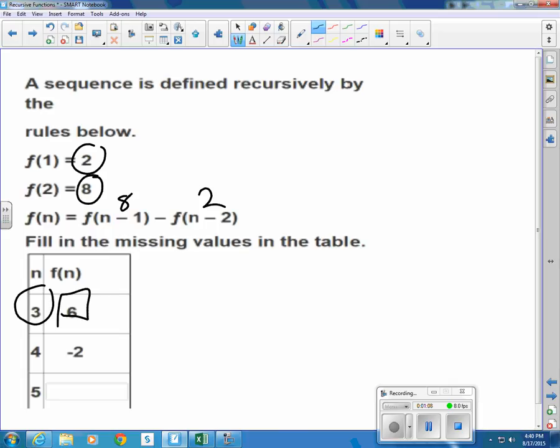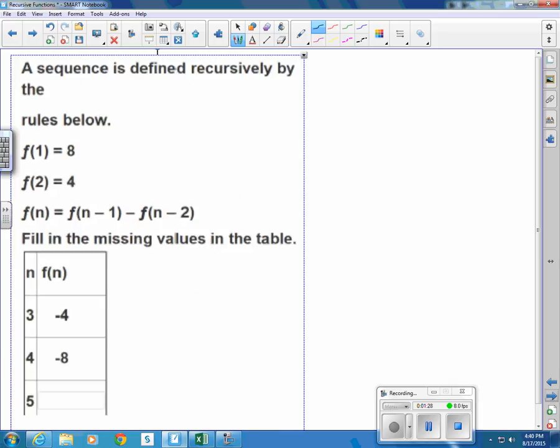Now let's do that again for the fourth one. Now we use the third one, which is 6, and we subtract the second one, which is 8, and that's how we get a negative 2. And so we can keep going. Well, let's look at a different example.